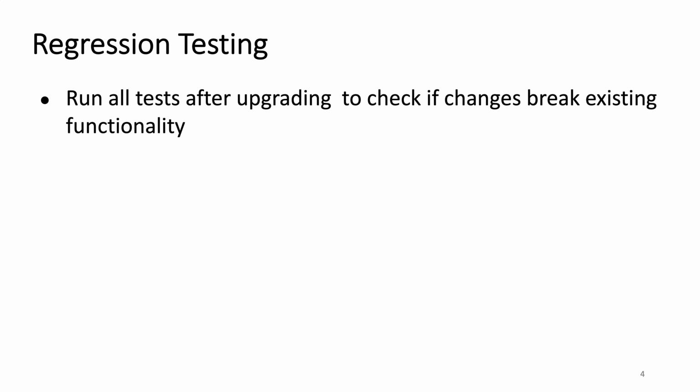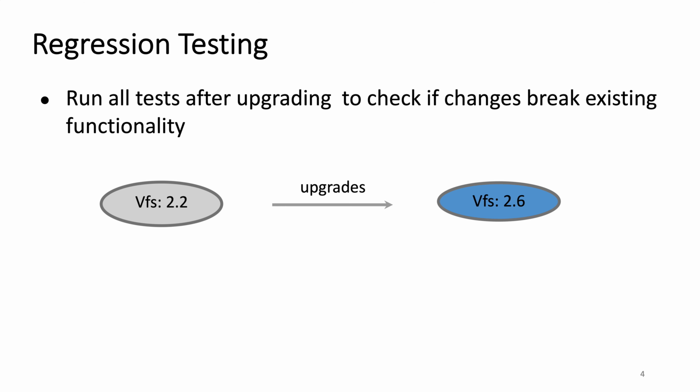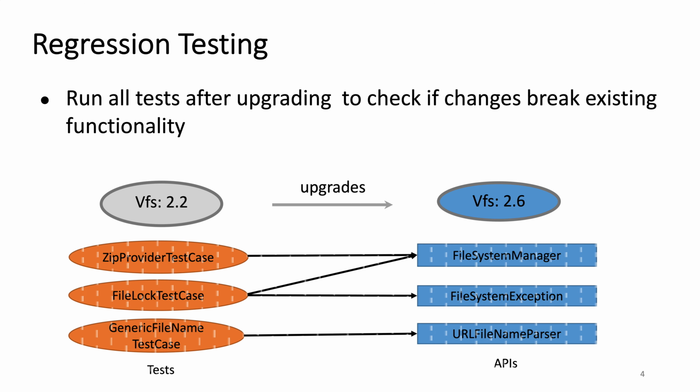Usually developers will use regression tests, rerunning all the tests after upgrading to check whether changes break the existing functionality or not. Here is an example from Commons VFS, which upgrades from 2.2 to 2.6. There are some test cases and the API is covered. However, from our experience, we detected that the URL file name parser has a BBI bug, but it cannot be detected by just running the original tests.